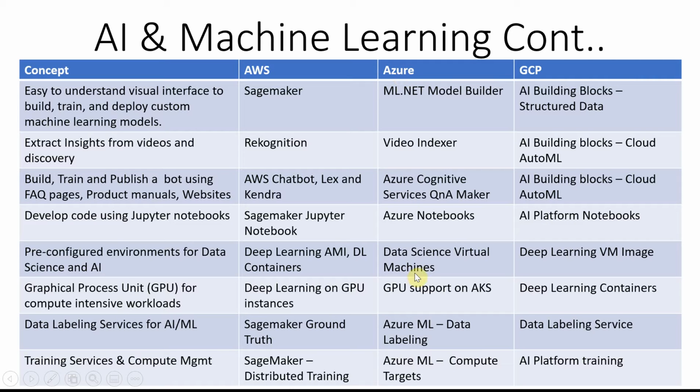And in Azure, it is Data Science Virtual Machines. There it is EC2, here it is virtual machine. So Data Science Virtual Machines in Azure have all the pre-configured setup for all the data science requirements. In GCP, it is the Deep Learning VM image.